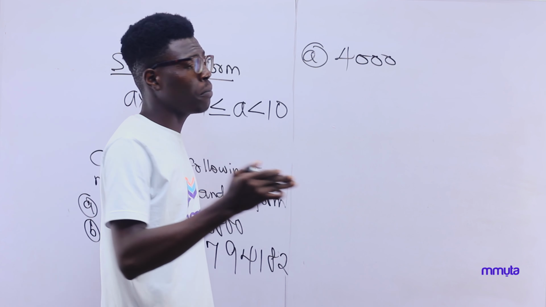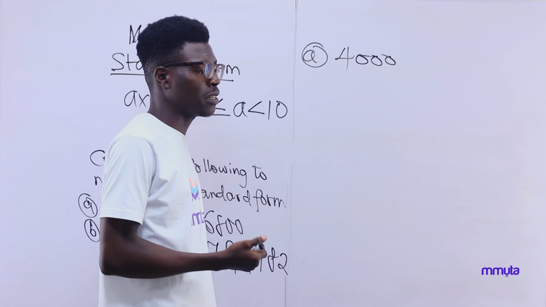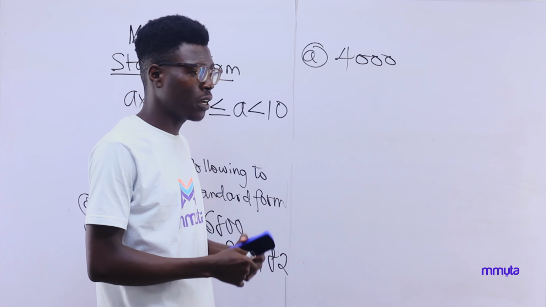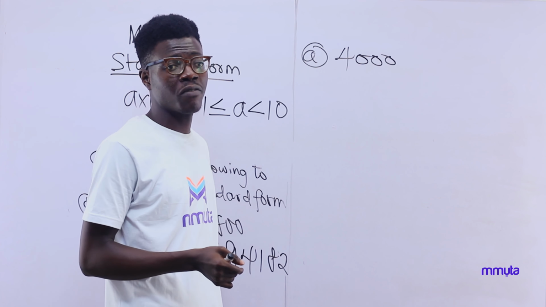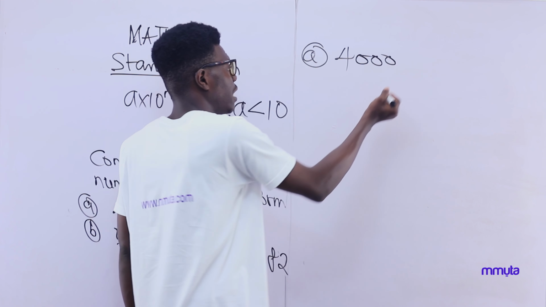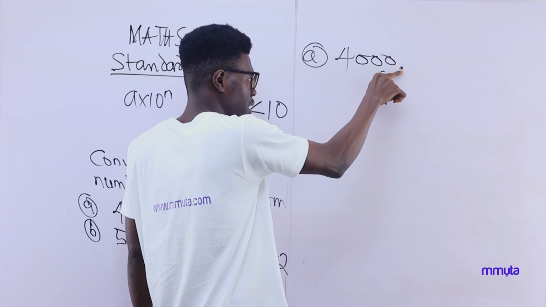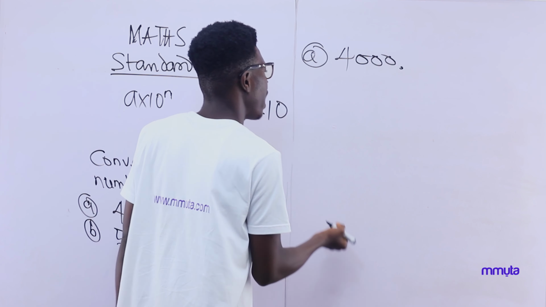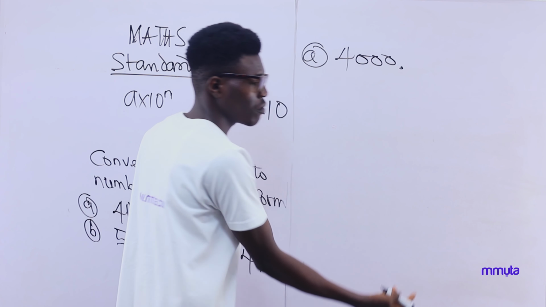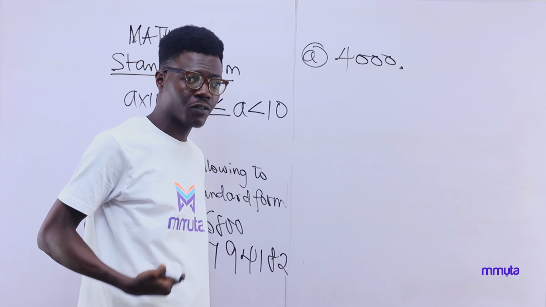Mind you, all numbers in mathematics have decimal points. And the one that looks as if it does not have any decimal point, just know that the decimal point is after the last digit. So there is a decimal point that is not visible here. So we are going to move. You either move from right to left or you move from left to right.